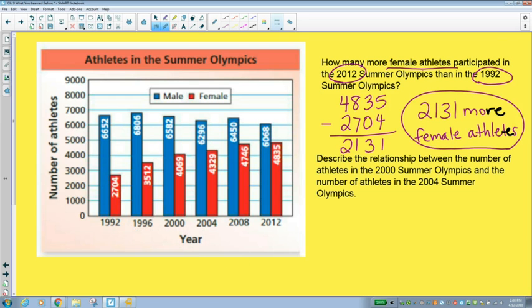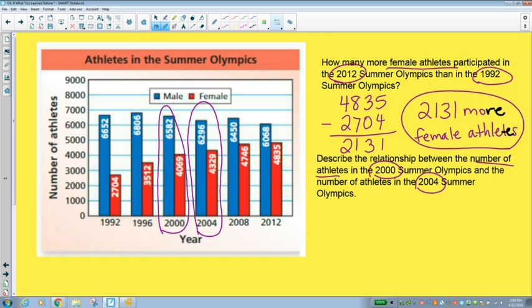Describe the relationship between the number of athletes in the 2000 Summer Olympics and the number of athletes in the 2004 Summer Olympics. So if I look at this, I know that I'm looking at the number of athletes, and I'm comparing 2000 with 2004. Am I looking at specifically blue or red? Not necessarily, but I am looking at these specific years. So I'm going to look at the 2000 bars and the 2004 bars, and I'm circling them on the graph so I know where to focus.